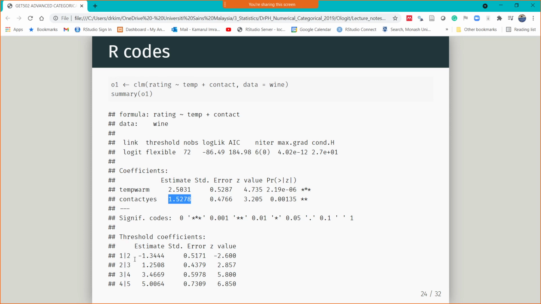Stata used cut, and clm used threshold. And if you run the analysis in Stata, you'll get similar results for the beta, standard error, z value and p value, but you get different things here because in Stata it uses cut, while in R clm uses threshold coefficients.